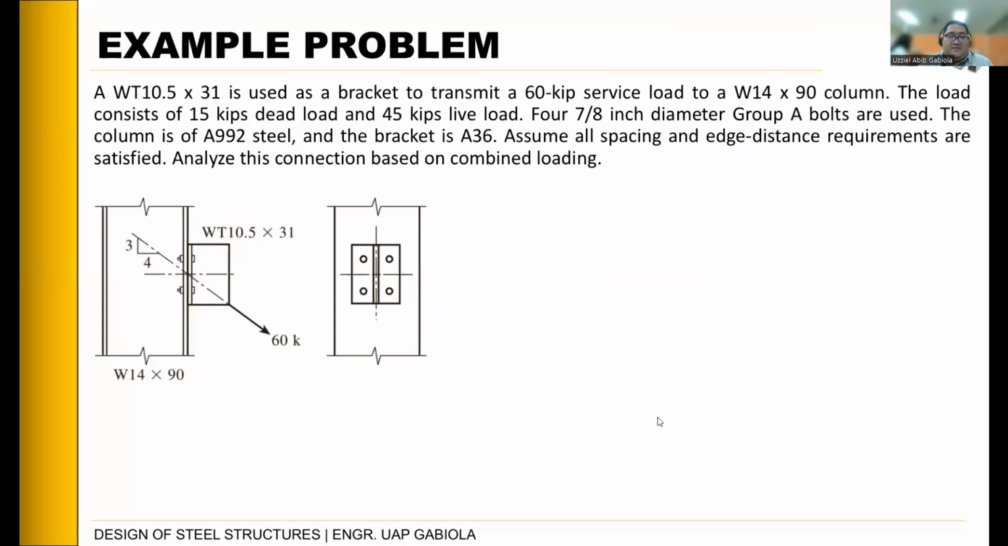Okay? So, we have here a WT 10.5 by 31 used as a bracket to transmit 60 kip service load with a W14 by 90 column. The load consists of 15 kips dead load and 40 kips live load. 4 7/8-inch diameter group A bolts are used. The column is A992 steel and the bracket is A36. Assume all spacing and edge distance requirements are satisfied. Analyze this connection based on combined loadings.